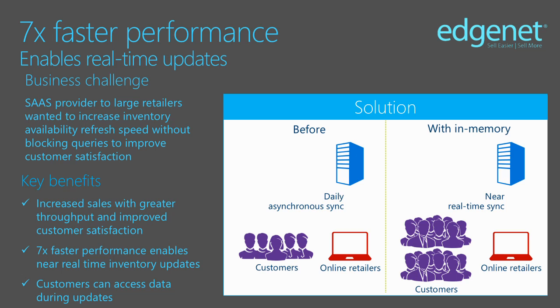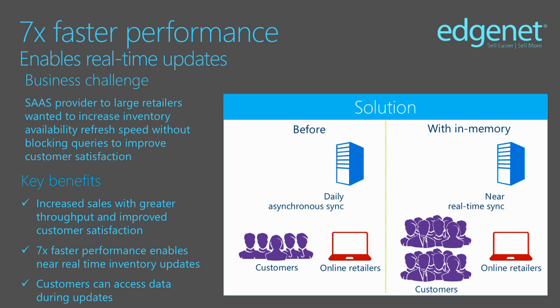EdgeNet is a software as a service provider to large retailers. They host the back-end database, the product store for most of the hardware industry. So if you go to Lowe's or Home Depot, a place like that, online, the descriptions are hosted by EdgeNet. And they also host inventory data for all the stores for each of these chains.